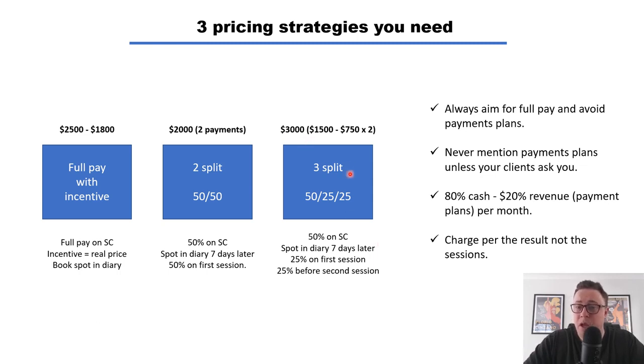And again, you want to make the 3-split seem a little bit ridiculous, like overly priced, because I would rather they just do this. Let's just get it out of the way. You'll get a better spot in my diary as well. Just pay the incentive price. So $3,000, they do $1,500 on the strategy call today, which is way more expensive than this. $750 7 days later, and another $750, yes, coming into the last session or the third session, whatever it is. Already trying to explain it's getting really, really messy.